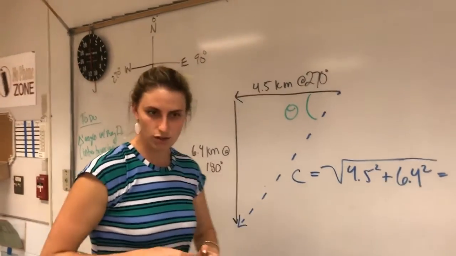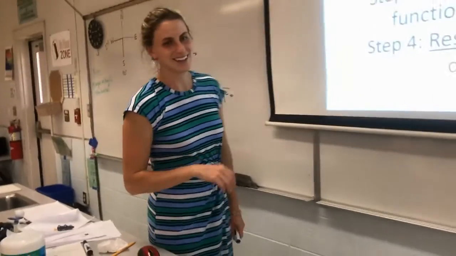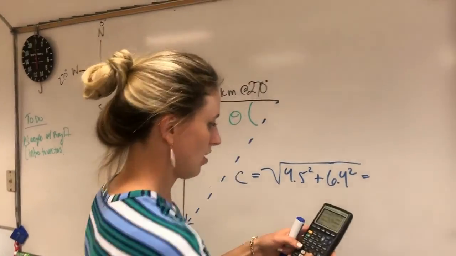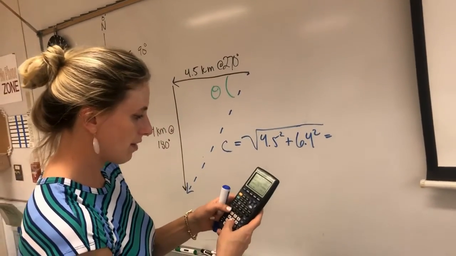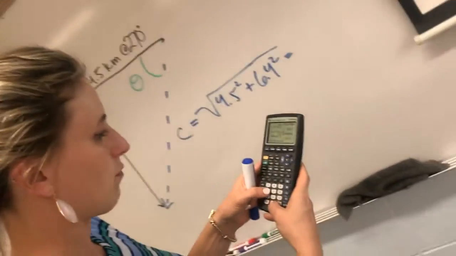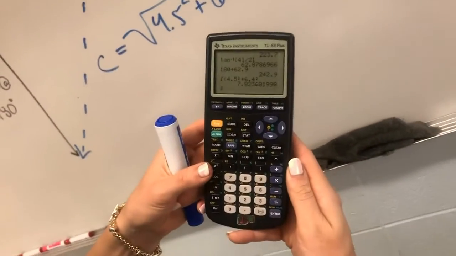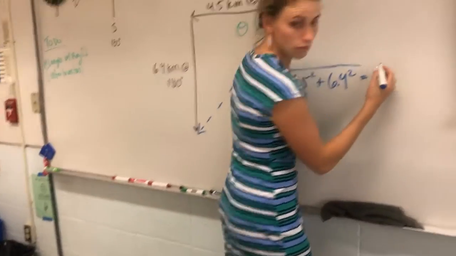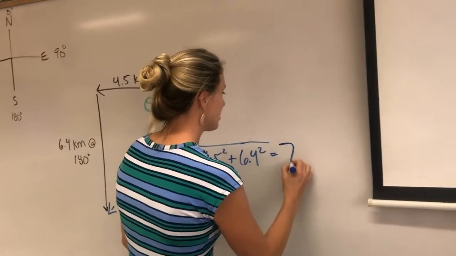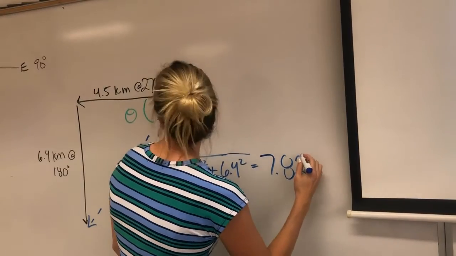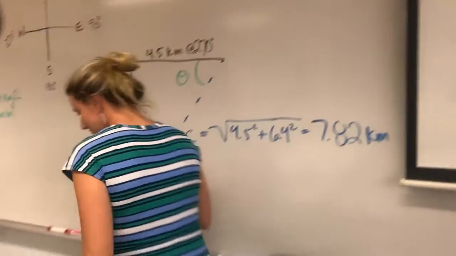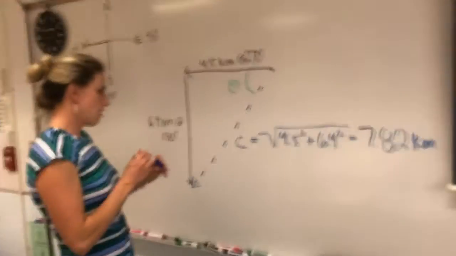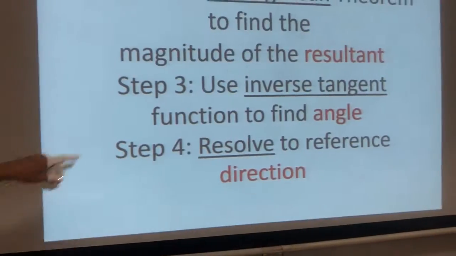When I add these two up in the calculator, square root of 4.5 squared plus 6.4 squared, I get 7.82. So 7.82 kilometers. And that makes sense. It's longer than the longest one. Are we done? No. Step 3.